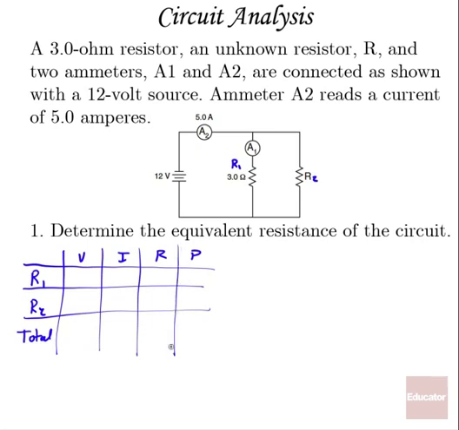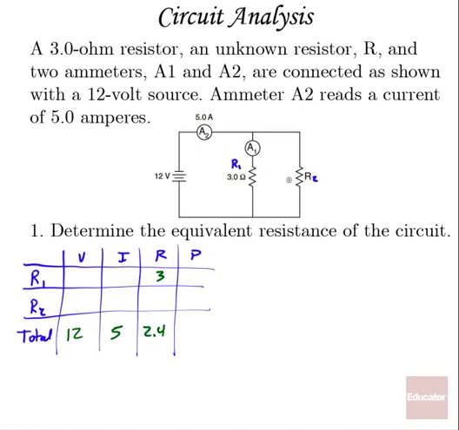And we'll fill in what we already know about the circuit. We know R1 is 3 ohms. We know our total potential difference is 12 volts. We know the current through the entire circuit is 5 amps. All right. Once we know two things in any row, we can figure out the others. So resistance is going to be V over I. 12 over 5 is just going to be 2.4.